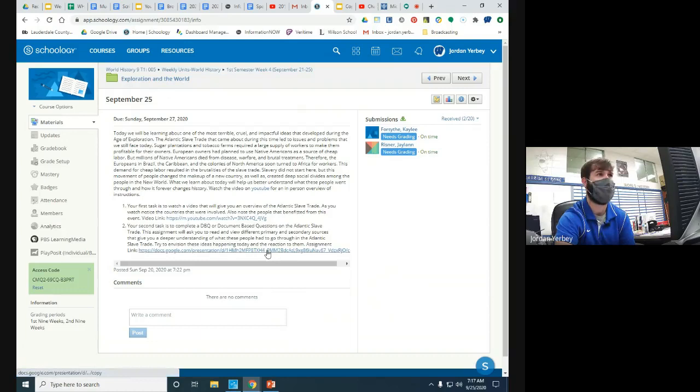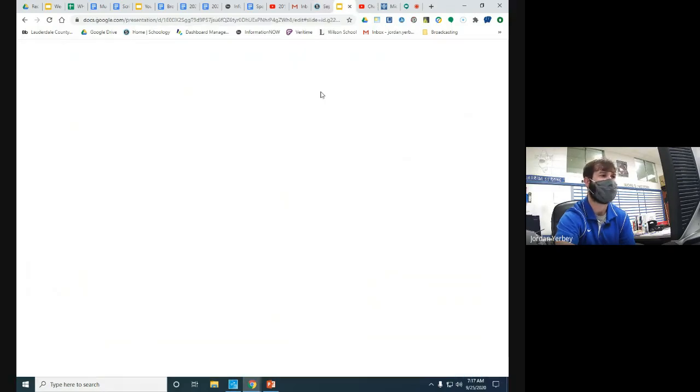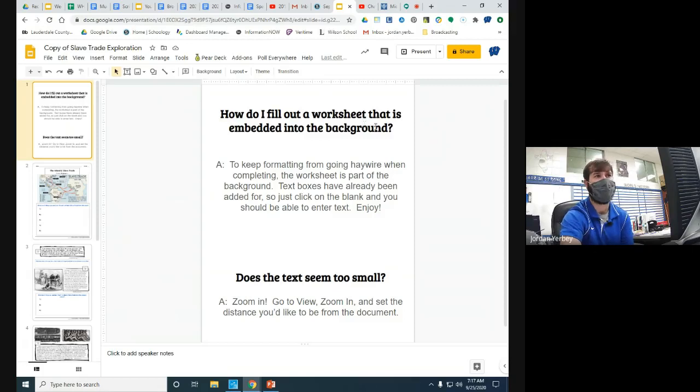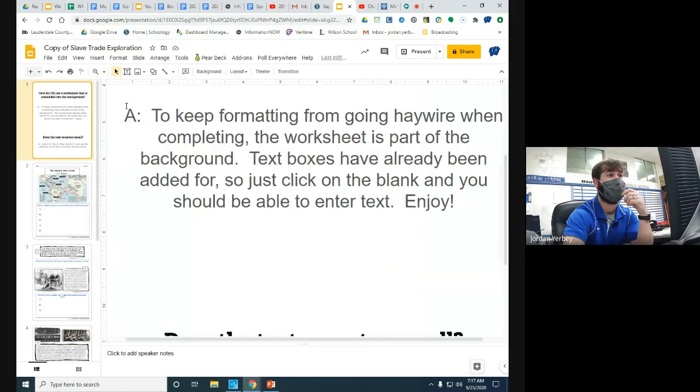So if you click this link, it'll give you a copy. And you go here, it gives you some instructions on how to fill out a worksheet that's embedded in the background. That's what this is. Keep it formatted. And I've got text boxes there. And if it does get too small, remember the zoom button over here. You can zoom in and make it real big.